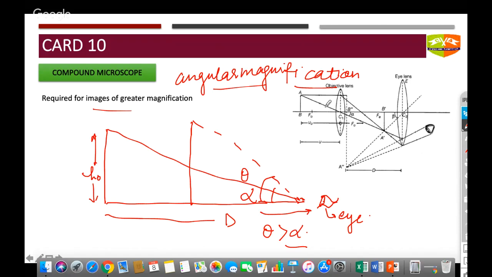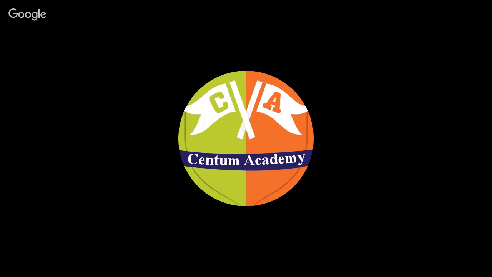So let me define it. Let me define compound microscope to you. Sorry, once again, I've changed the slide. I should be here at simple microscope. So let me define this simple microscope to you. Once again, so everything is good.